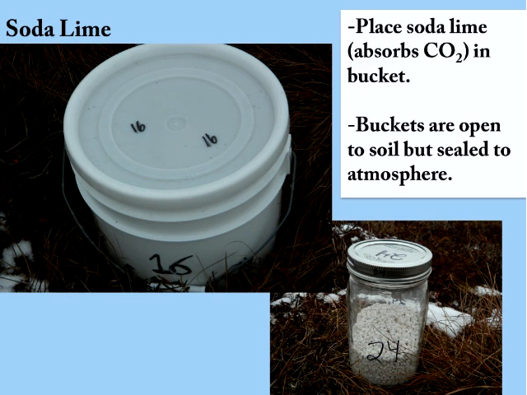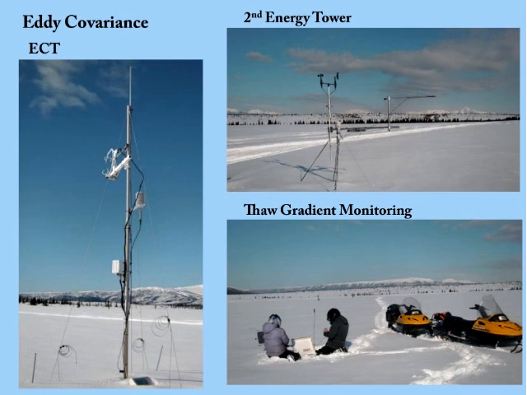So the soda lime method is basically the simplest method, and that's just taking soda lime and putting it in a bucket. Soda lime absorbs carbon dioxide, so you leave those buckets open to the soil so that the microbes, when they're releasing carbon dioxide, the carbon dioxide goes up to the soda lime and is absorbed. And then taking that soda lime, drying it to remove the moisture, and then massing it, weighing it, to see how much carbon dioxide has been absorbed.